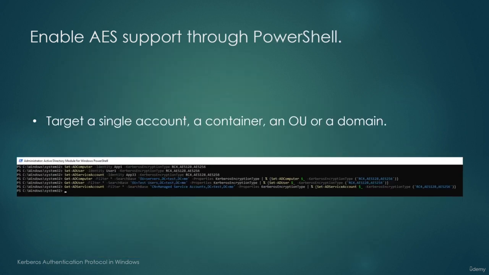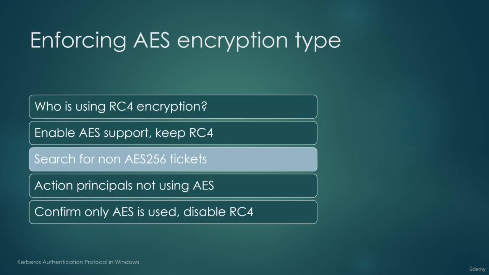We can use PowerShell to target a single account, a container, an OU, or a domain. Once AES has been enabled for all the accounts that support it, the account should start using it immediately, unless there is a problem. We can confirm this by searching for any remaining non-AES256 ticket request in DC security logs, or by searching for non-AES256 tickets in the computer's Kerberos cache.